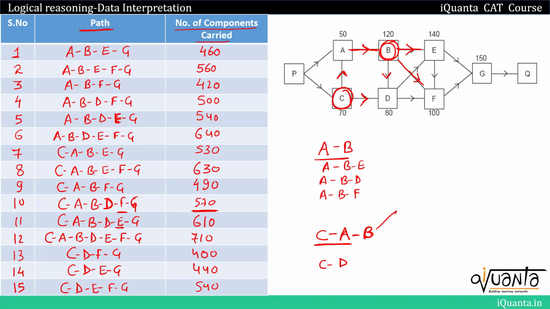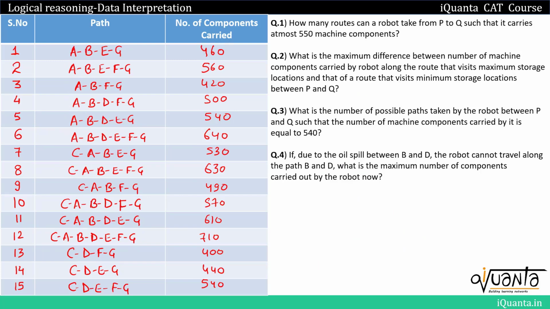Again from B we have three choices, E, F and also D. So that is how we can form routes. We can go through CABE, then CABF, then CABD. So that is how we can proceed to find out the possible routes. Now we are done with all the possible routes. Let us try to solve the questions using this table.